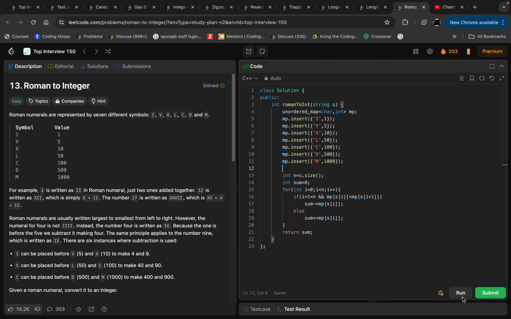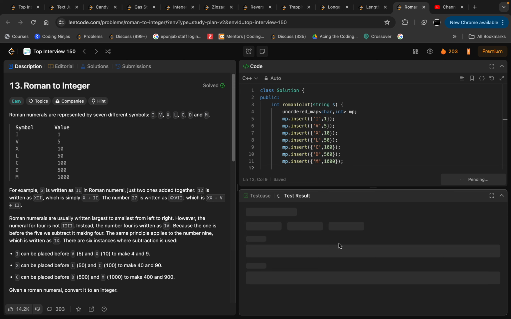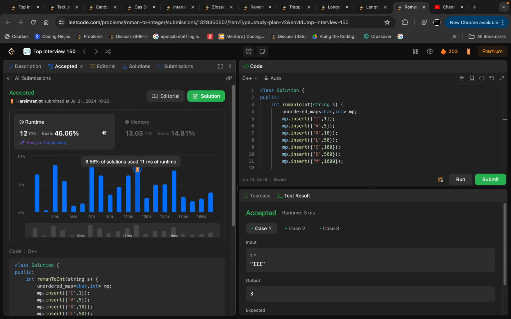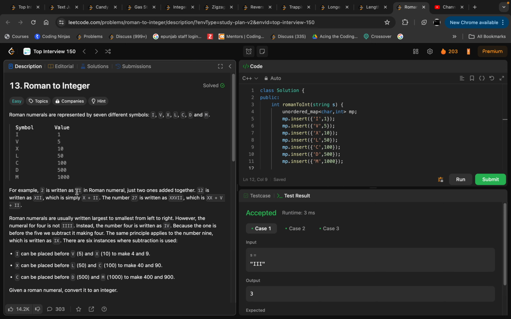So now let's run this code. And yeah, it's working fine. And now let's submit the code. So fair enough, our code is working fine and the solution has got accepted.